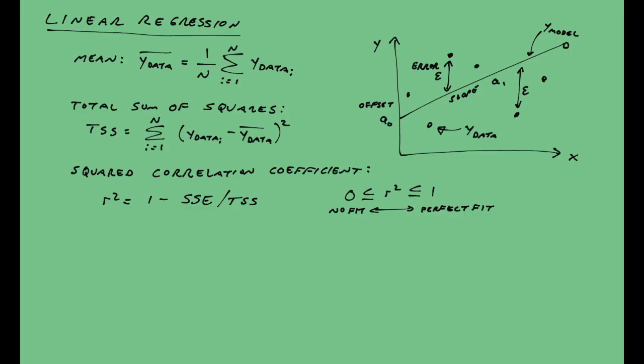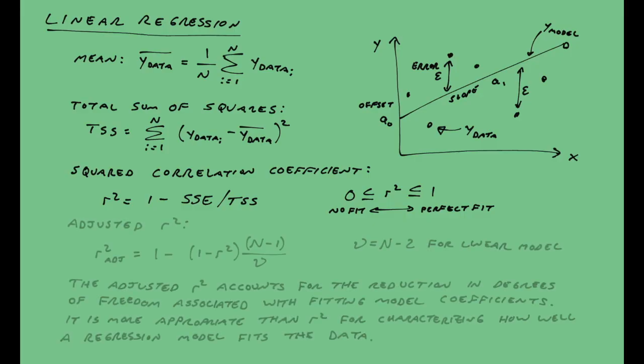Now we get to the squared correlation coefficient. This is something that is familiar to many of us. That's r squared. It can be defined in many ways, but here I'll give you one formula, which is 1 minus the sum of the square error, SSE, divided by the total sum of squares, TSS. So we've got 1 minus SSE divided by TSS. That equals r squared. And r squared ranges from 0, where the model doesn't fit the data at all, to 1, which is a perfect fit.